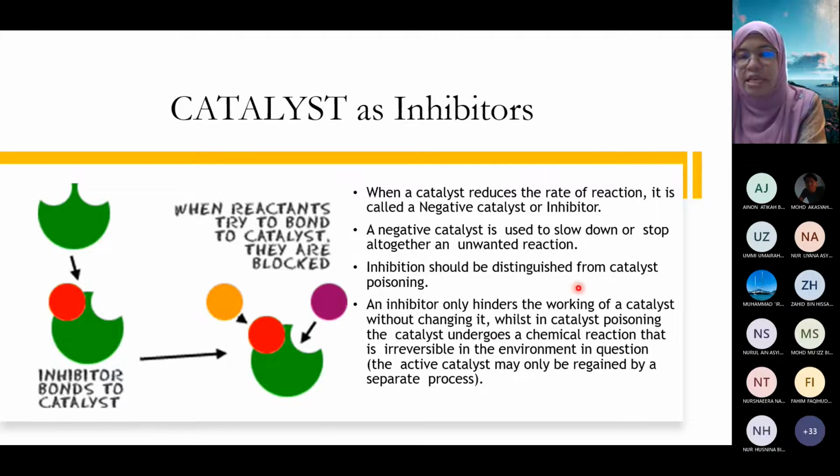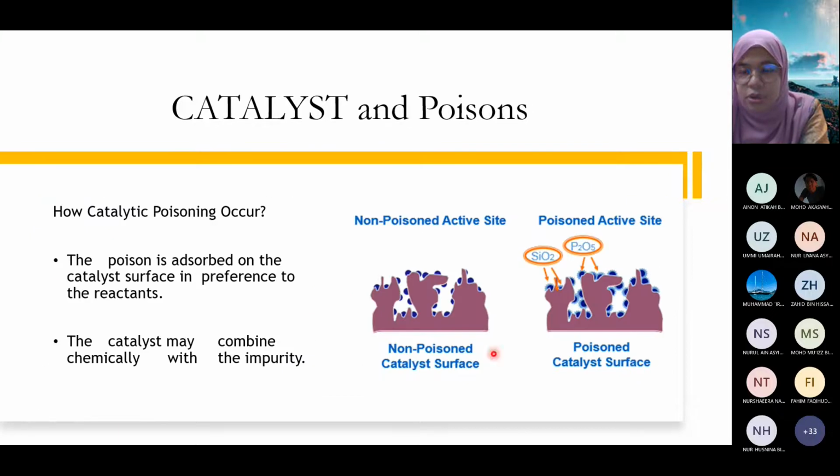So, and then the inhibitor does not change the process. Okay. Kalau poison, so we can compare the mechanism. Kalau poison ni memang change the process. It will produce another toxic product. So that's why we call it a poison.